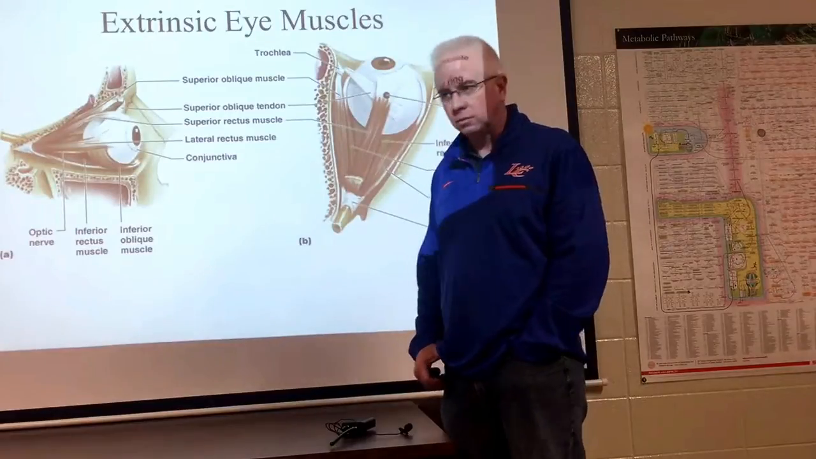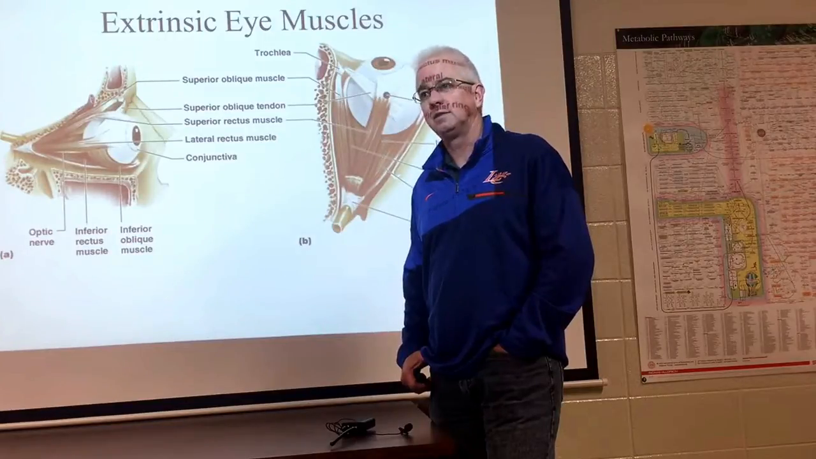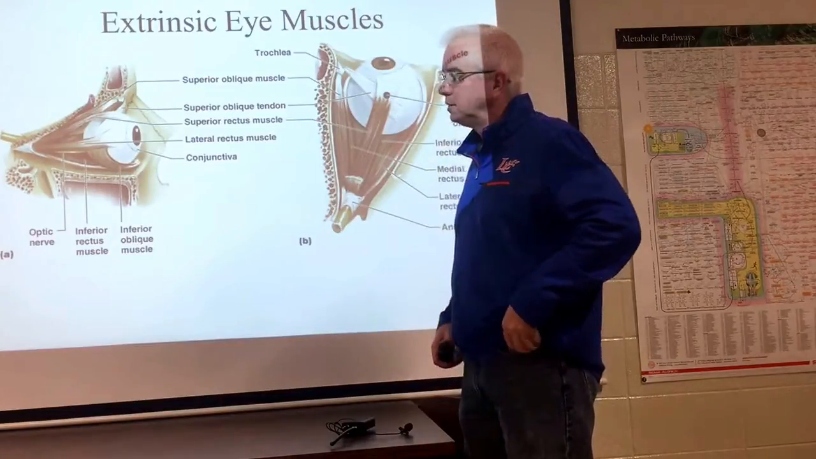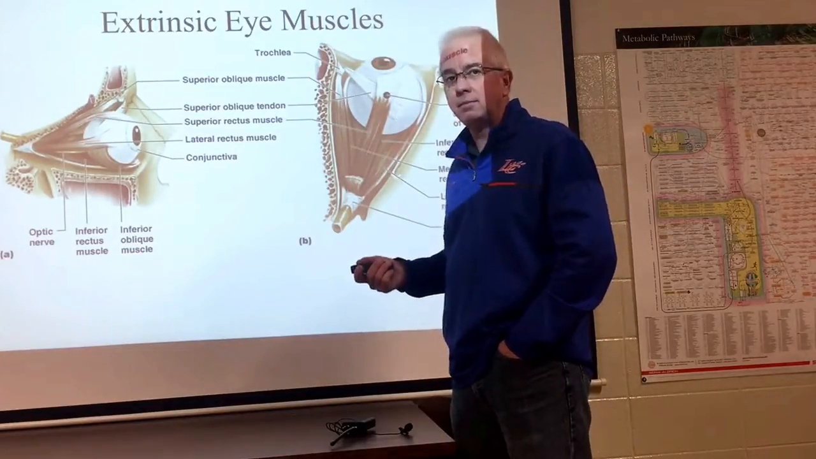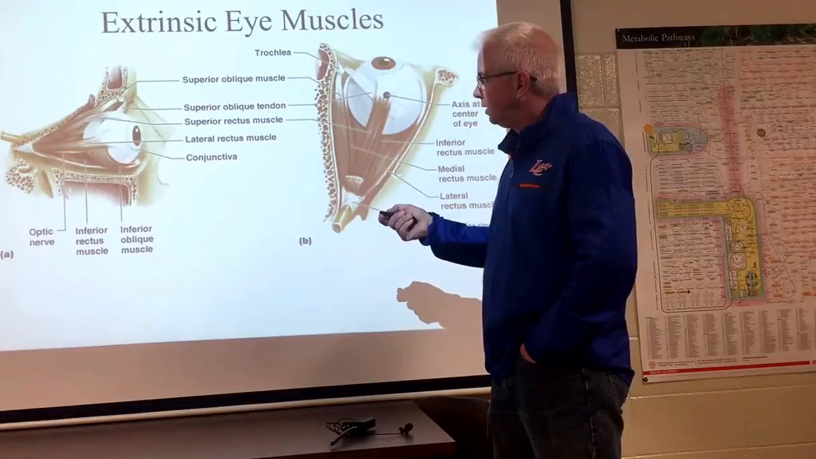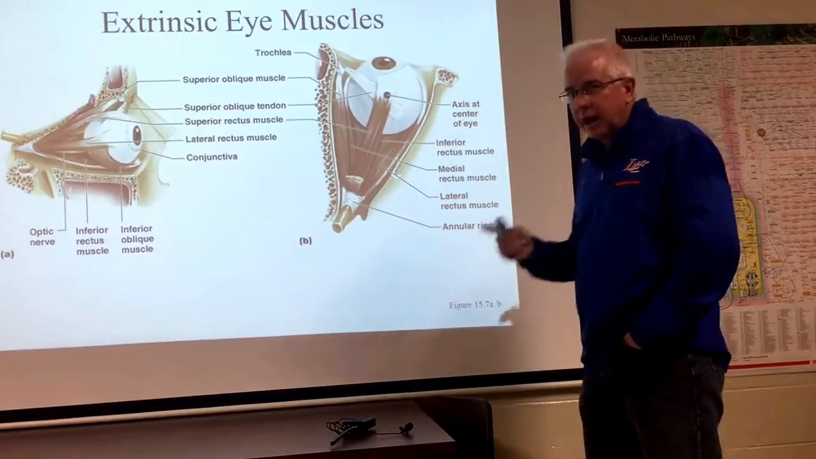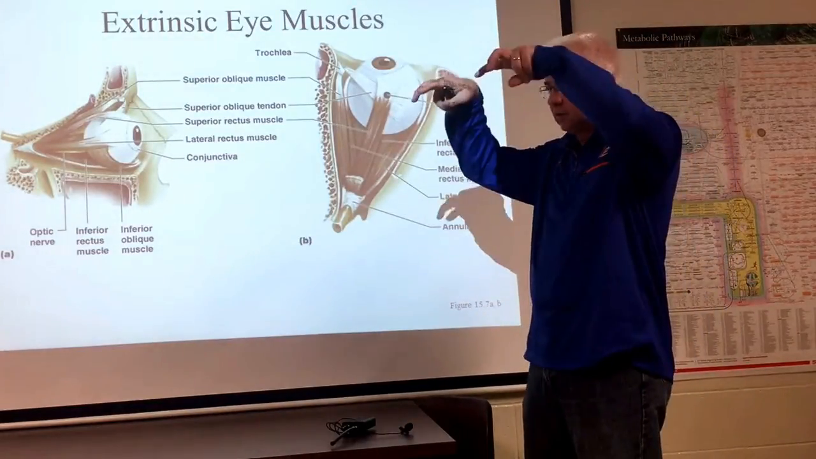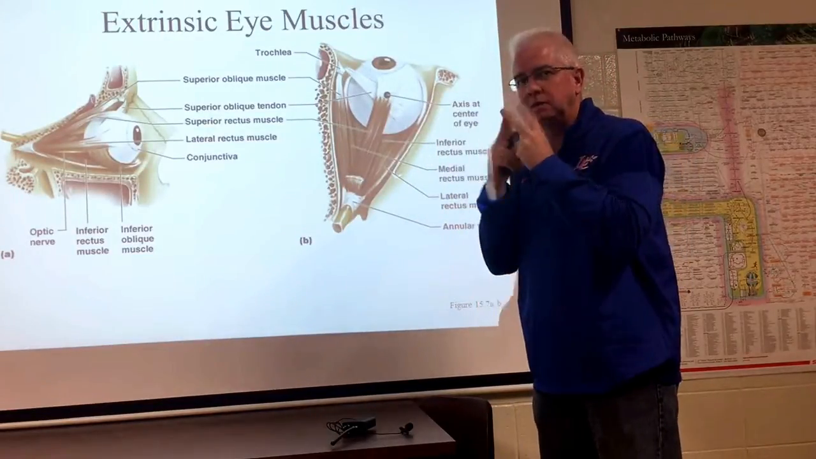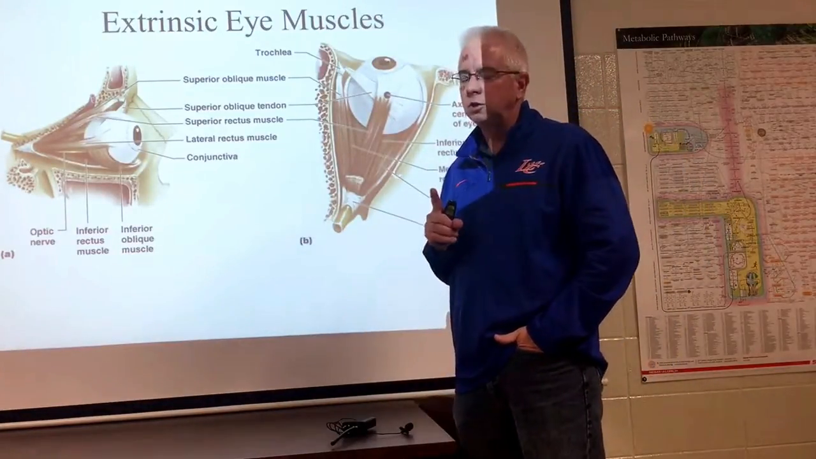Okay, good news. There are really only 2 names to remember for the 6 extrinsic muscles, rectus and obliques, because there are 4 rectus and 2 obliques. So the 4 rectus are named for their locations, top and bottom, inside and outside. We call them superior rectus, inferior rectus, lateral rectus, and medial rectus. Superior rectus across the top, inferior rectus across the bottom, lateral rectus on the sides, medial rectus on the medial side. So 4 muscles.